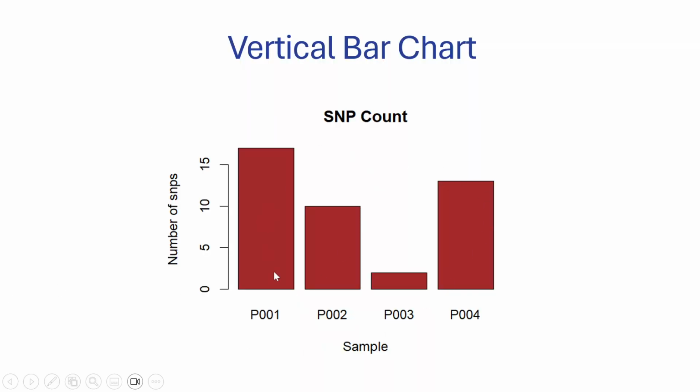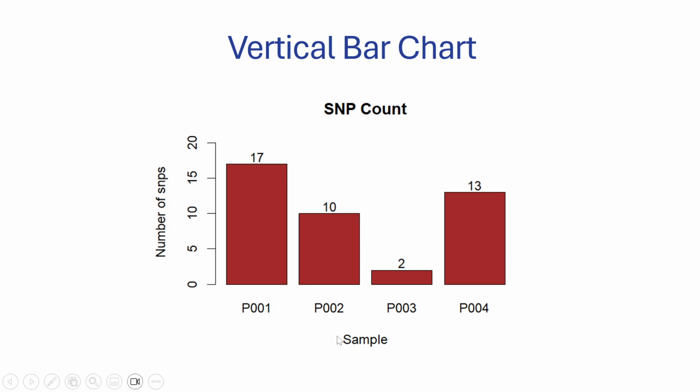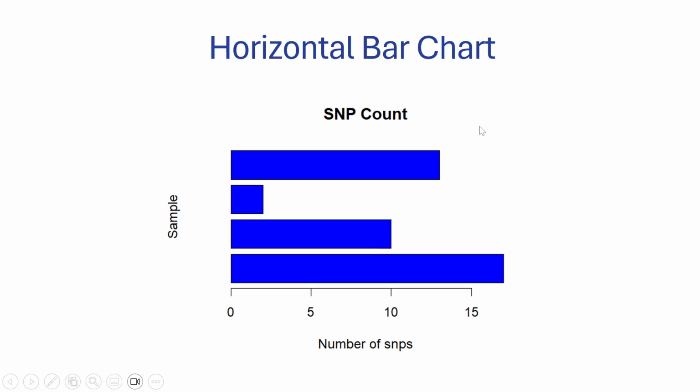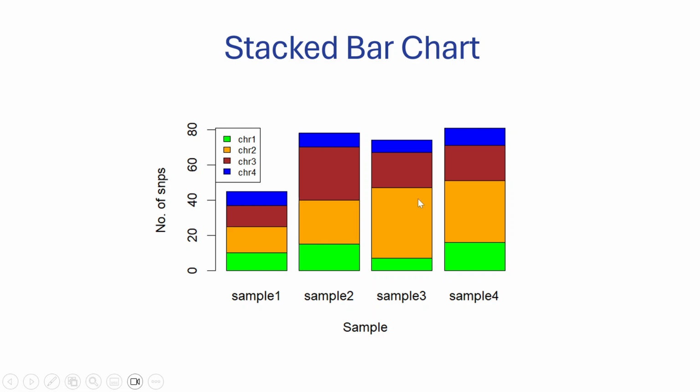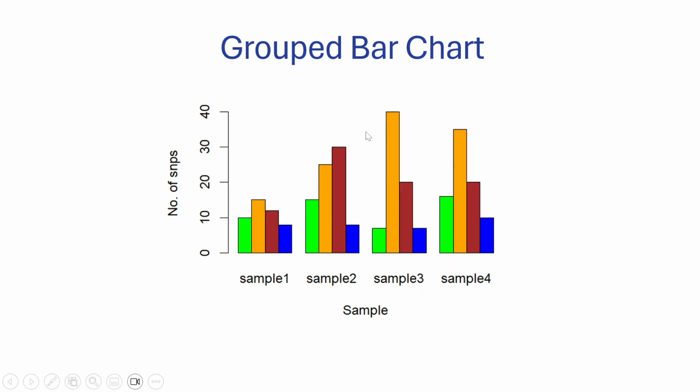So we'll generate something like this. And then we're also going to add data labels like this here. I will show you how to generate horizontal bar charts like this, as well as stacked bar charts and then group bar charts. So these are the things we are going to do here. All right. So let's proceed.